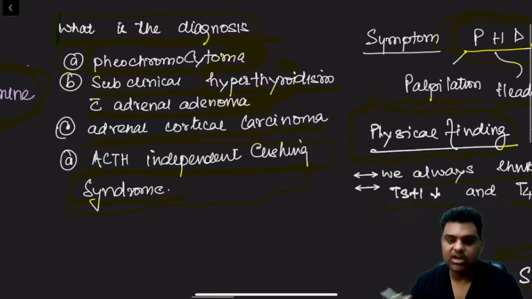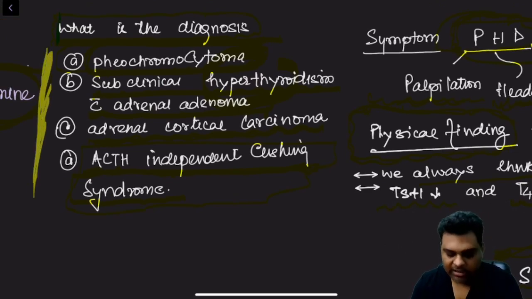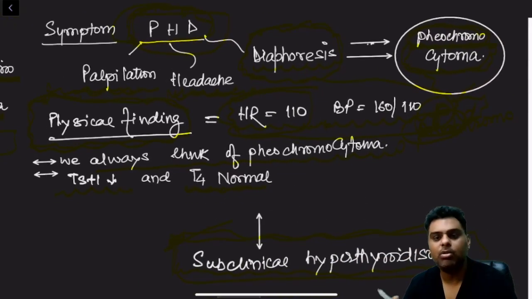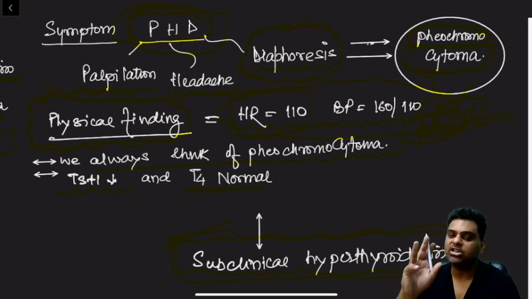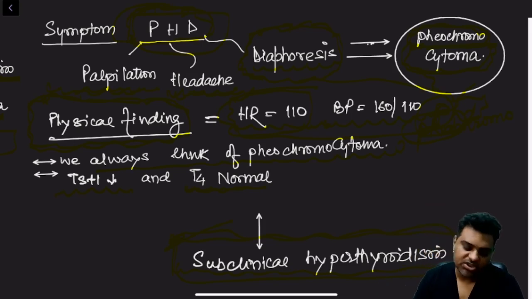Now, for the questions that we have discussed, there are four options given, which we will deal with after some time. First, coming to pheochromocytoma, which is the tumor of chromaffin cells present in the adrenal medulla or outside the adrenal medulla, for example, the organ of Zuckerkandl. And they can secrete three things: epinephrine, norepinephrine, and dopamine.